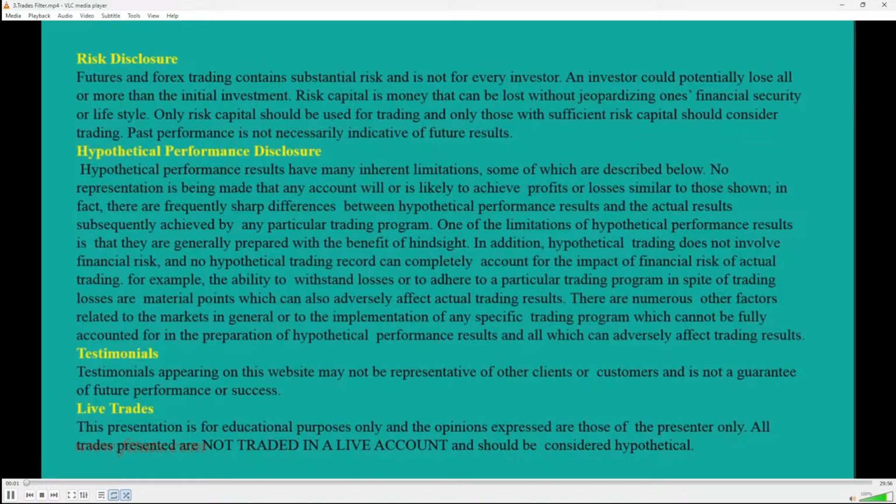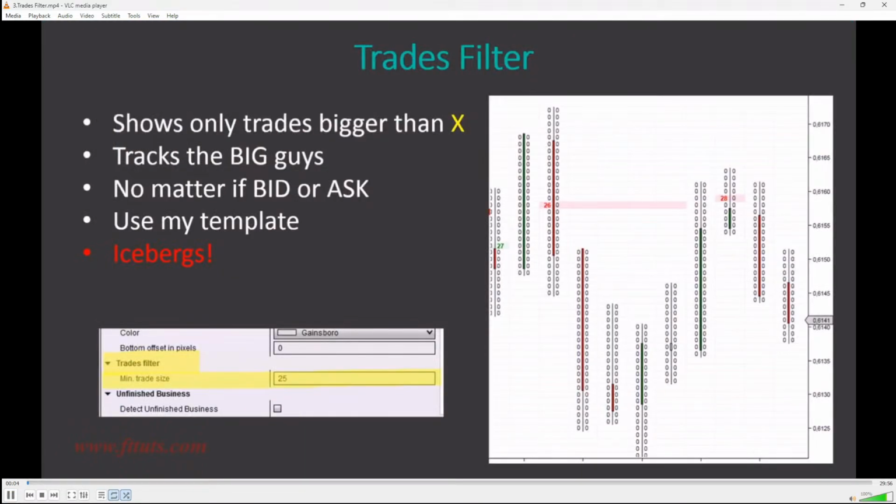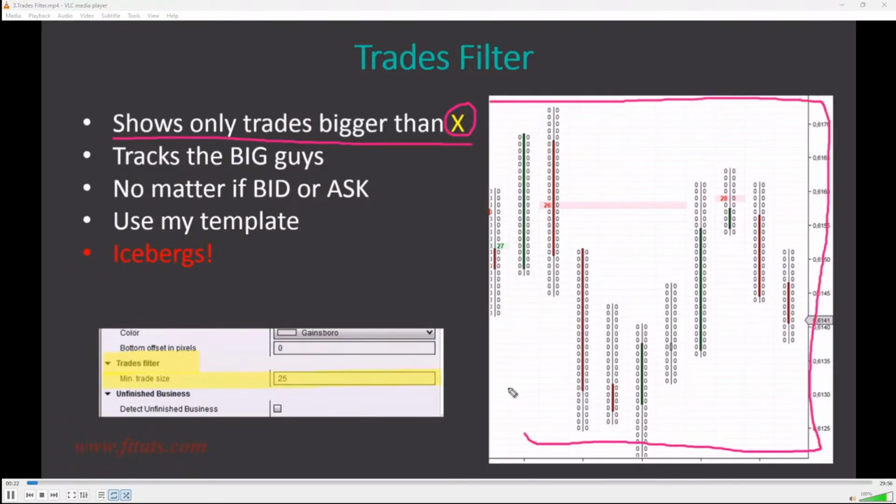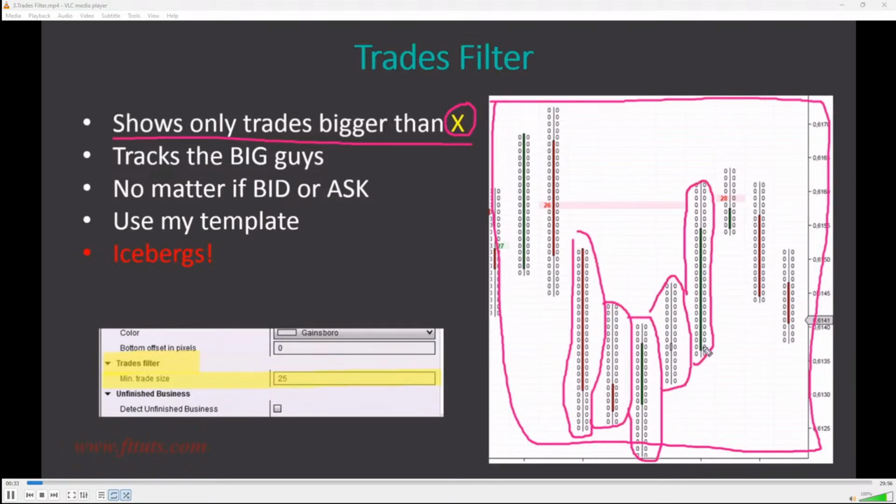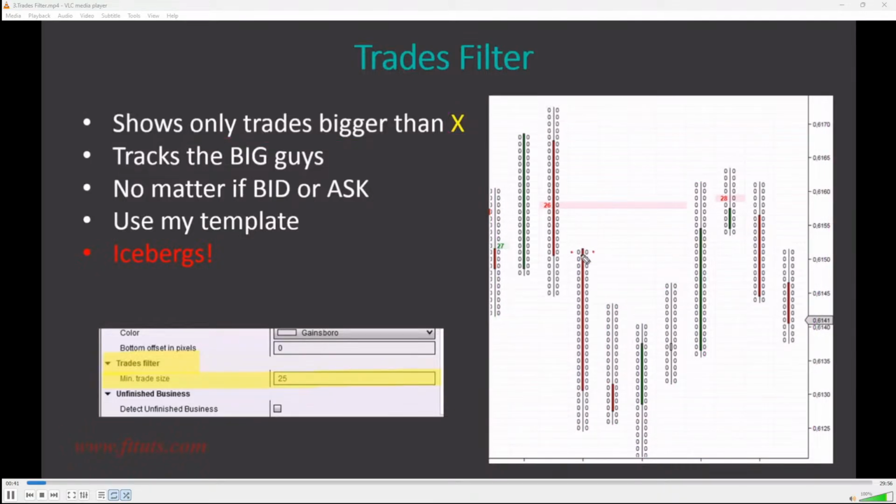Okay? In this video, I'm going to be talking about the trades filter, which is a pretty cool thing to use with the order flow. What it does is that the trades filter only shows trades which are bigger than a certain number. If you look at the chart in here, you can see standard candles, and on the left and right side of the candles there is the bid and the ask. If I didn't use the trades filter, there would be numbers on bid and on ask. But because I filtered out all the smaller trades, now only the biggest trades remain on the chart and we can see them.